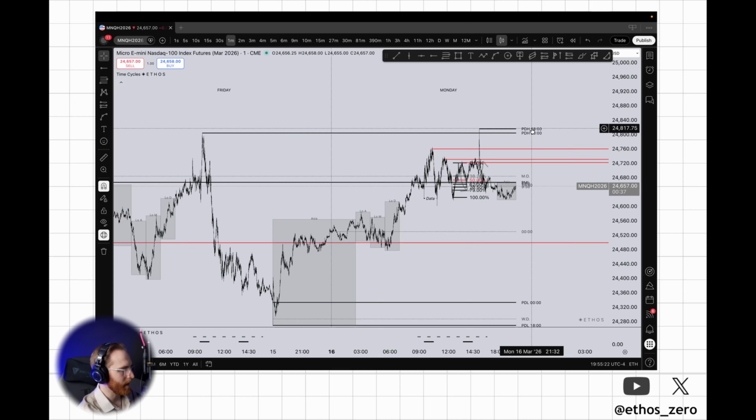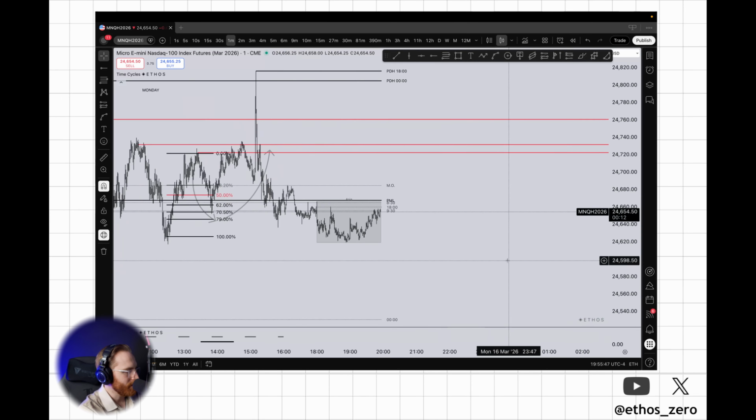So previous day high from 1800 is going to be different than previous day high from midnight to midnight. 1800 is the actual daily candle's high and low. Midnight to midnight is between the two midnight opening prices, or I should say just midnight prices that print on the 1 minute and hourly chart. But hopefully that makes sense here.